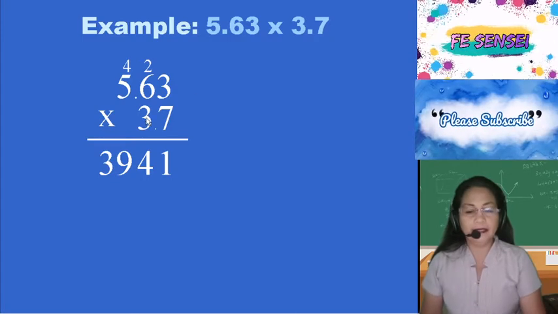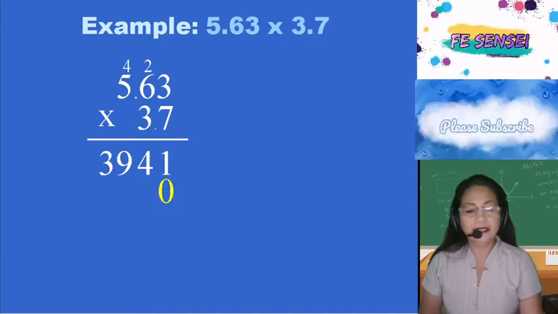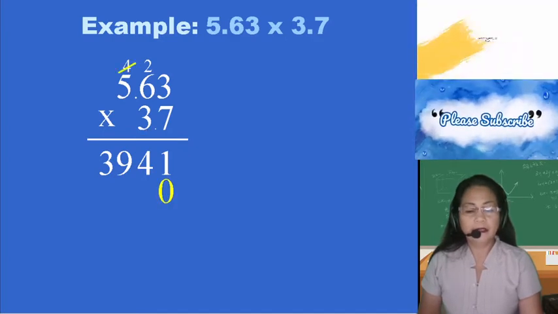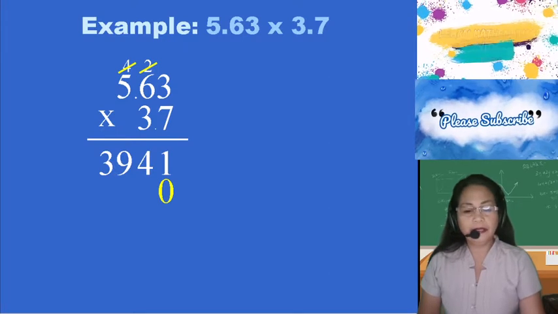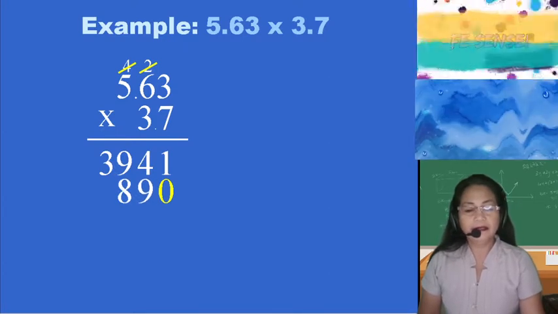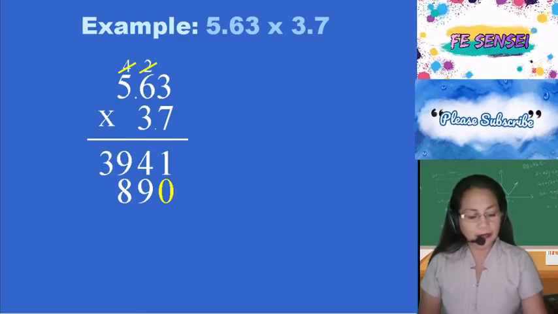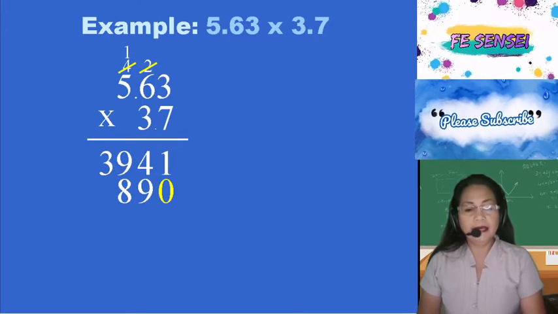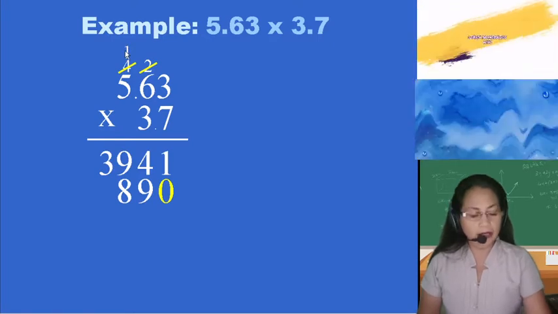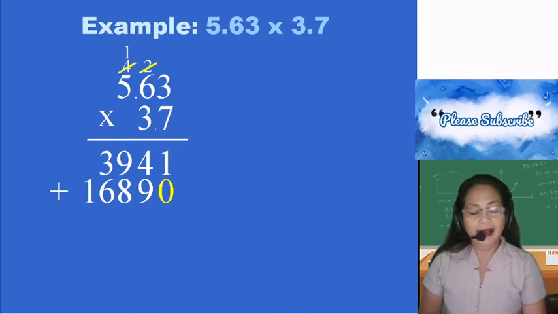Then, the second number, 3 times 3 is 9. Then 3 times 6 is 18. 8 carry 1. Then 3 times 5 is 15. Plus 1 is 16. Then add the two products.